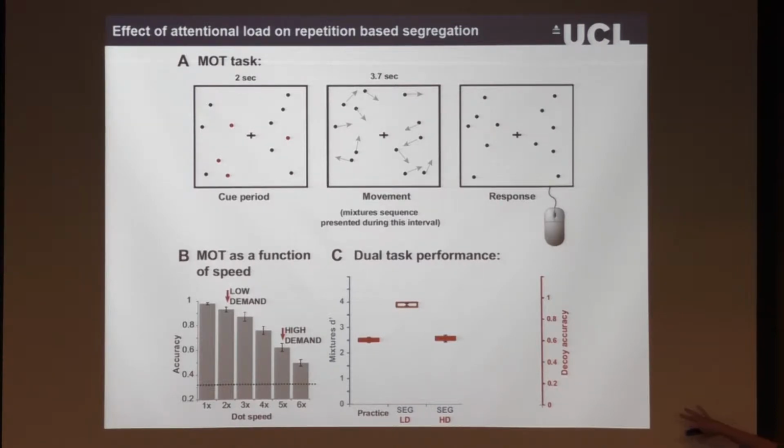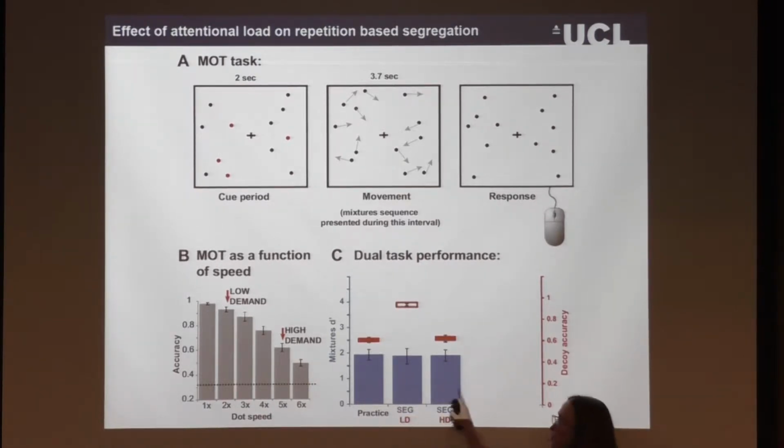So this is their performance on the visual task. What is shown here is performance on practice, and then this is the performance on the low demand visual task. That's quite high, like we expected. Performance on the high demand visual task is lower, but still high, which is important, right? They were doing the task. And this is the performance on the segregation task. So basically there's no difference.